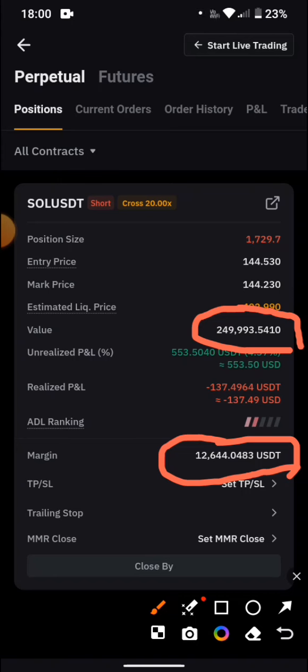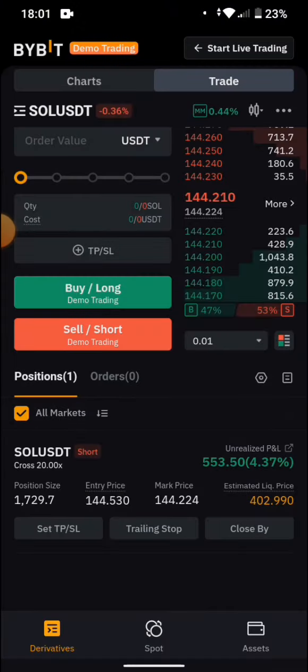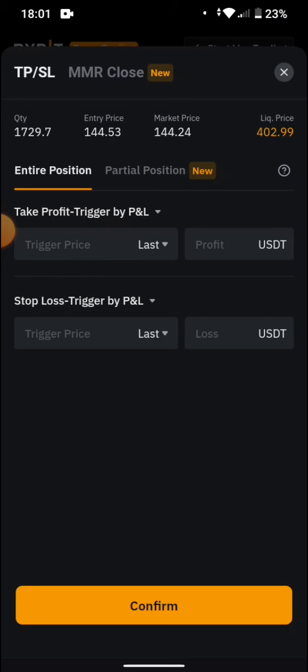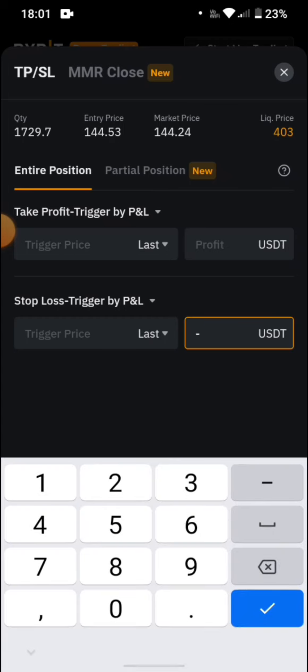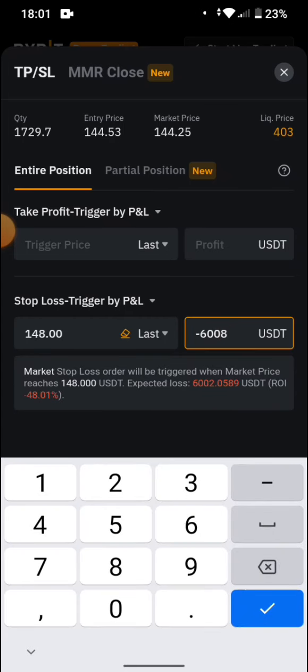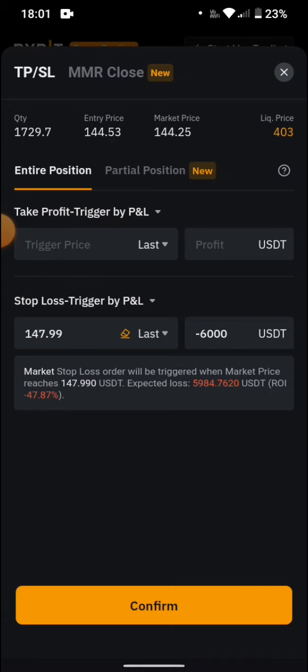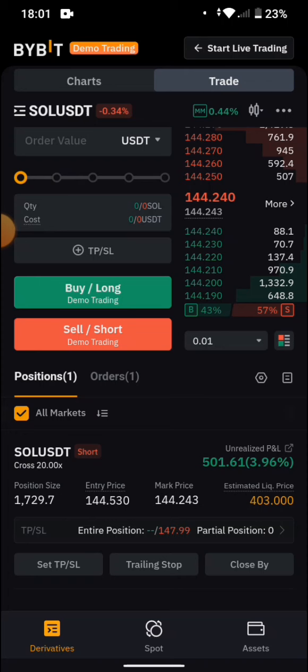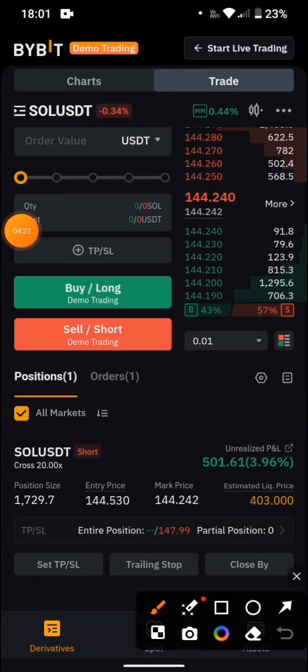So with this margin, out of this 12,000, how much are you ready to lose? You come and tap set a stop loss. Let's say you are ready to lose 6,000 out of the 12,000. So if Solana drops 47%, you are going to lose 5,000 out of the 12,000, and that is confirmed. This is what we mean by your stop loss. But we also have what we call liquidation price.